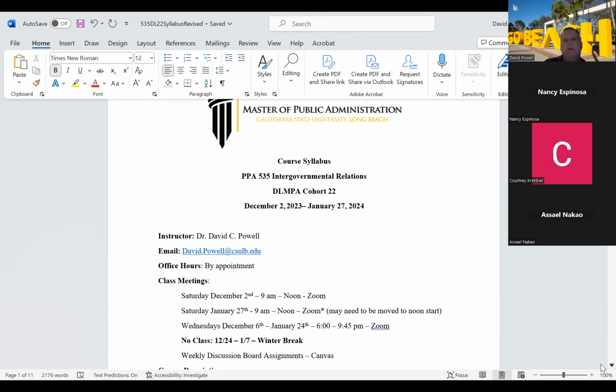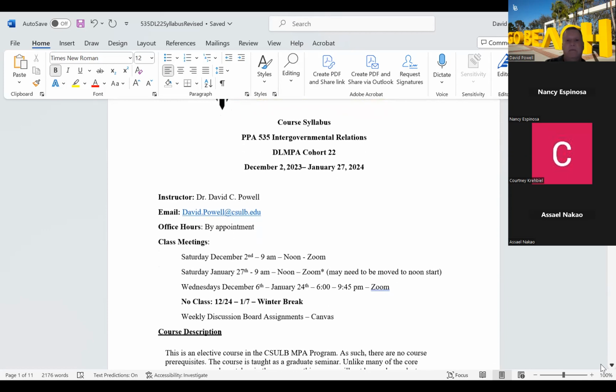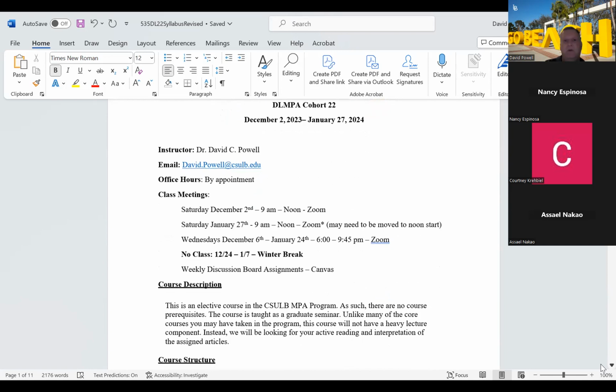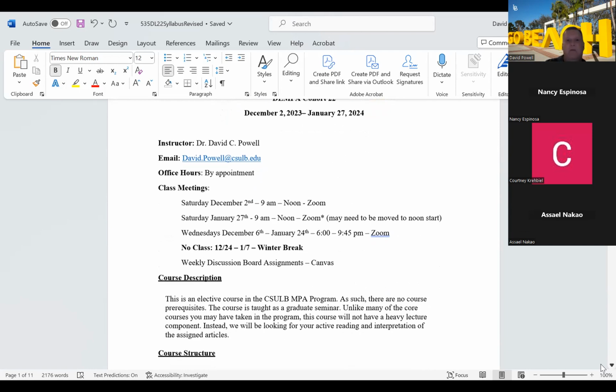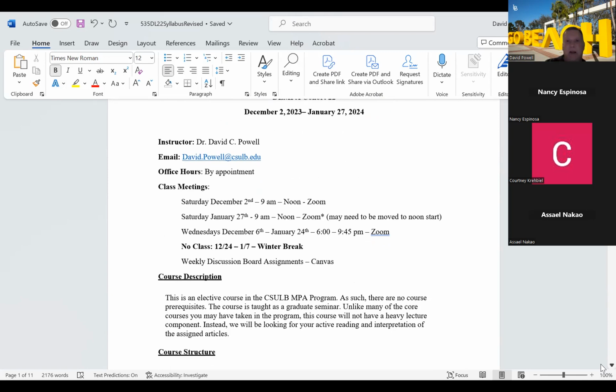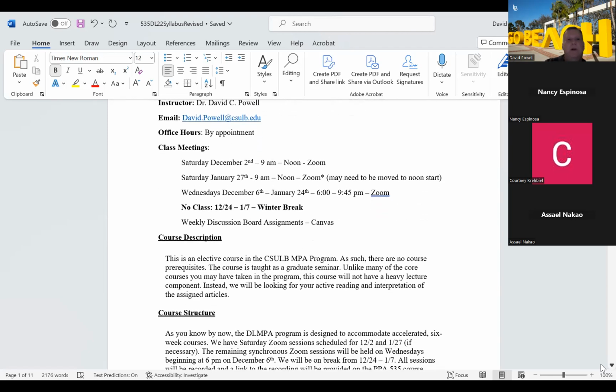The session on the 27th is an as needed session, so we may not even need it. We'll see how we progress through our articles and our discussions. If we have some articles left that still need to be discussed, then we'll meet on the 27th. Otherwise, we will just use that as a day off to rest and recuperate a bit. Our Wednesday sessions then will be from December 6th through January 24th, again with that 1 week off for winter break. As you know by now, we meet on Wednesdays at 6 o'clock. So those are our class meetings.